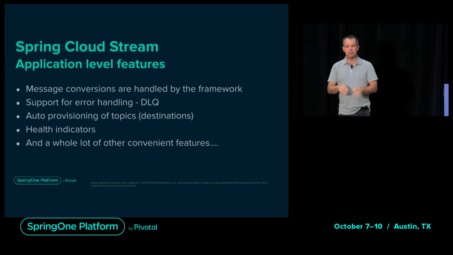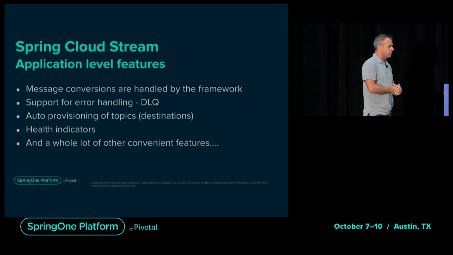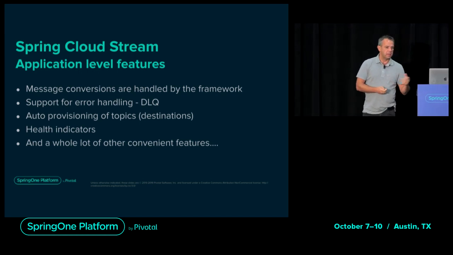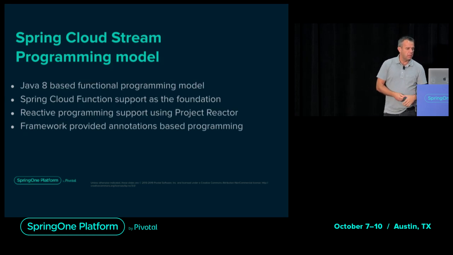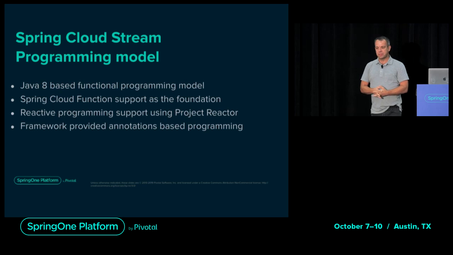You just want to write code, and you want something to automatically provision your destination. So we'll take care of that for you as well. Health indicators. It's a whole other topic, so we're going to skip that, and a lot of other things. So, the Java 8-based functional programming model.